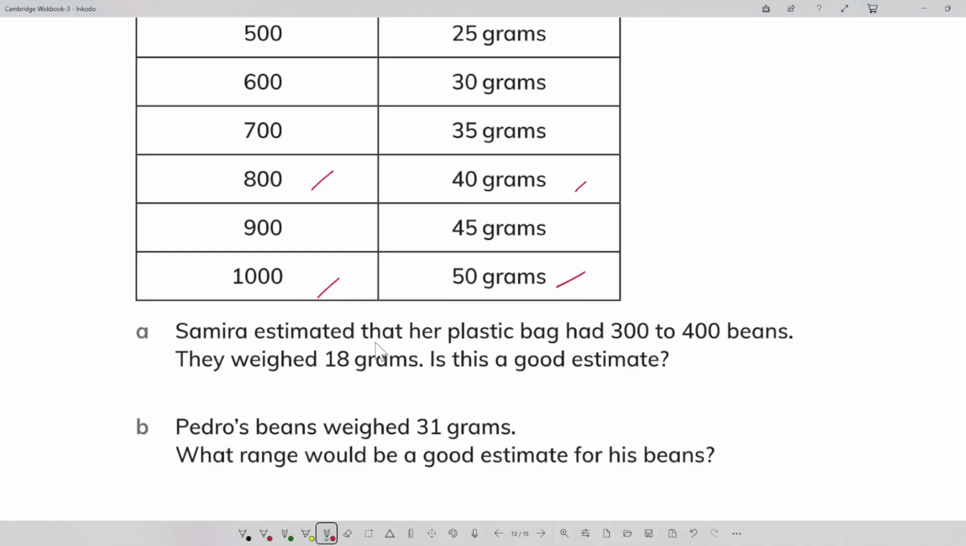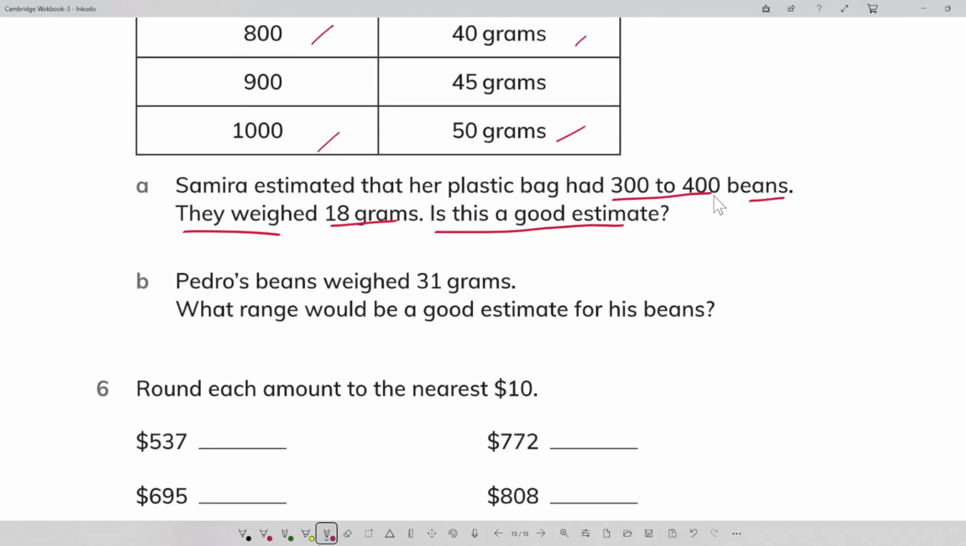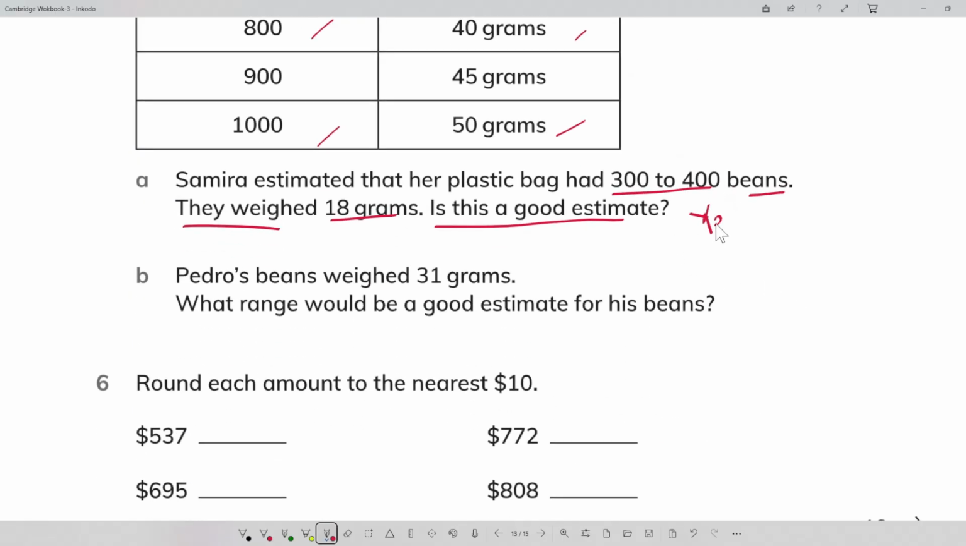Samira estimated that her plastic bag had 300 to 400 beans. The weight is 18 grams. Is this a good estimate? So 300 to 400, and 300 is 15 grams and 400 is 20 grams. So for 300 to 400 she estimated 18 grams. So it's a right choice. Yes, it's a good estimate.